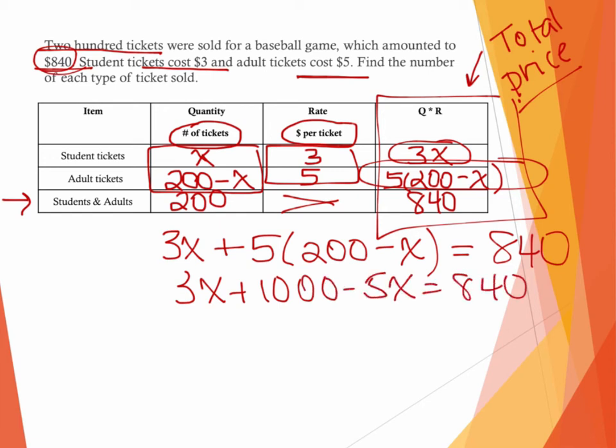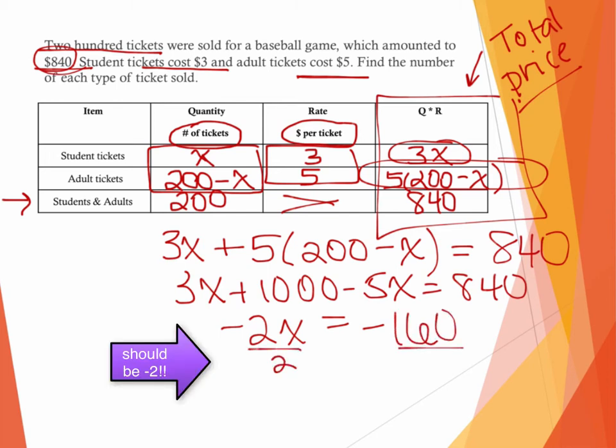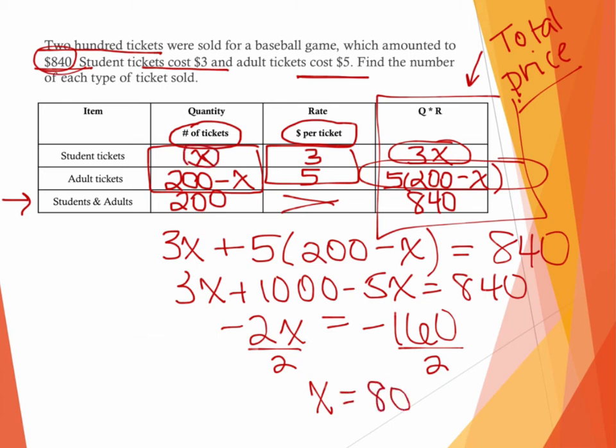So I start by distributing that 5, combining like terms, and I can subtract that 1,000. So x is equal to 80. So that means that there are 80 student tickets. So that means there's 120 adult tickets.